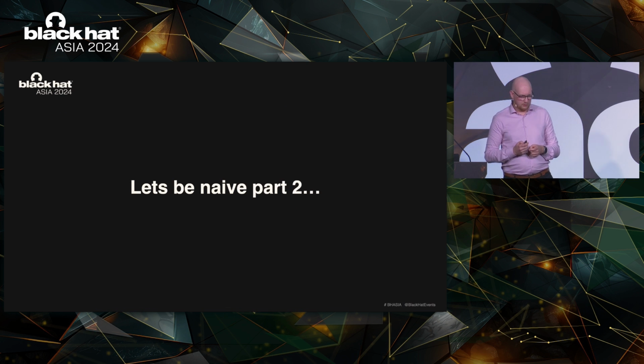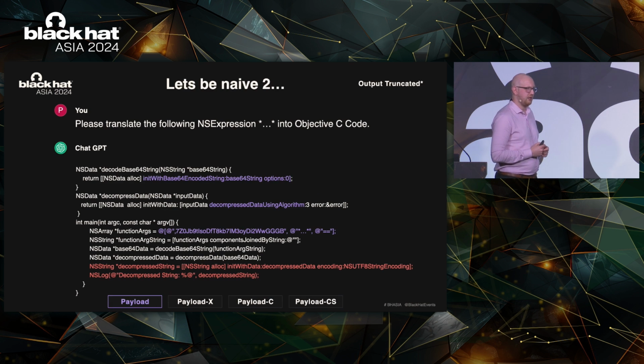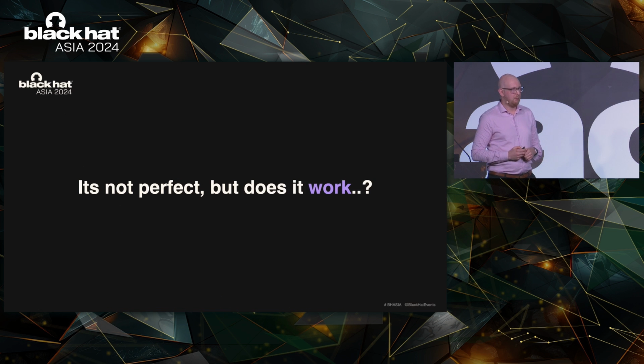And let's not be naive too. We already used our expert for a couple of things, so why don't we try to do this once again with an NS expression? Here's the interesting thing: large language models are very good at taking languages and translating them into other structured languages. This is a good opportunity to try out whether they can turn an NS expression back into Objective-C code. So I cut out the payload, put the old NS expression in, and put it into ChatGPT and asked it to transform it. It did a pretty good first response. It wasn't perfect, but the only question that remains is, does it work?